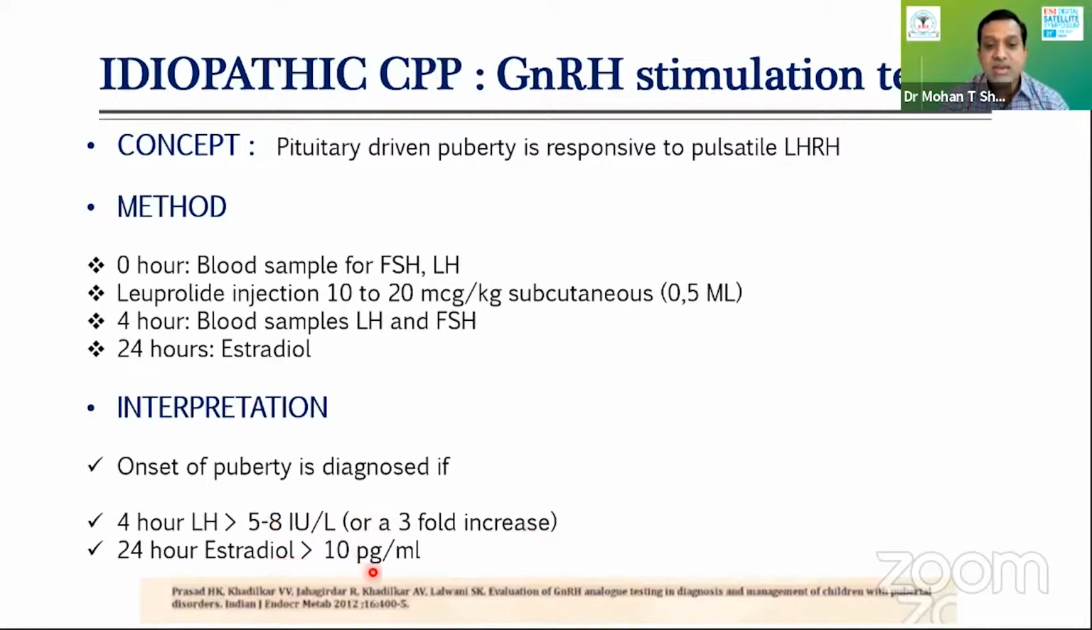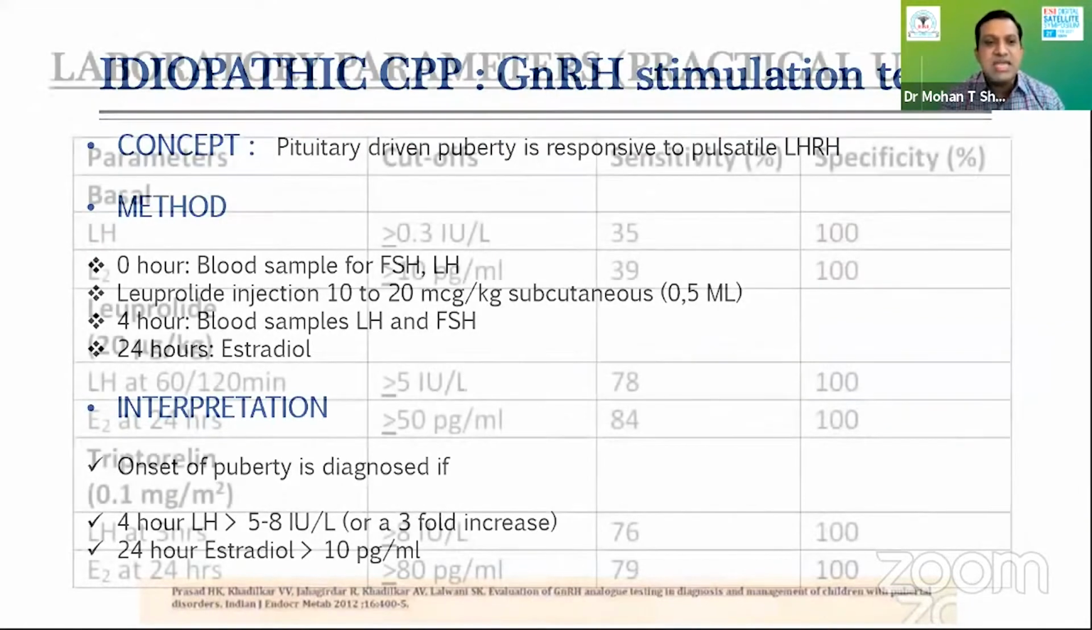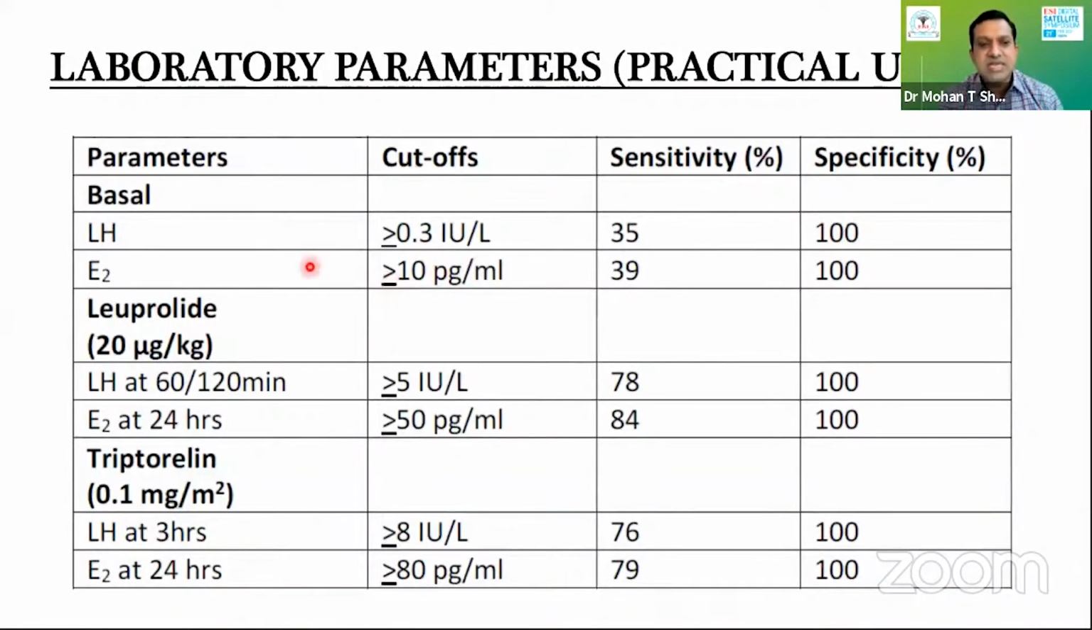Estradiol more than 10 picogram per ml. So cutoffs again taken from the clinical rounds of endocrinology by Dr. Bansali. These are the cutoffs mentioned in the PGI manual as well. We can see the cutoff, sensitivity and specificity mentioned. And for the leuprolide stimulation test, if it is more than 5, it is 100% specific, but 78% sensitive.